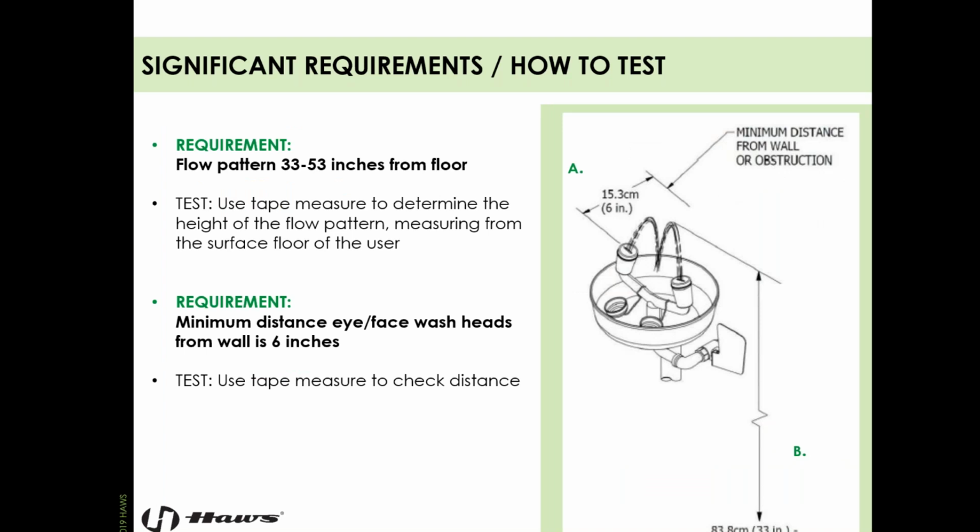The flow pattern, again, 33 to 53 inches from the floor. Just use a tape measure, measure up to the top of the stream. That's where we want that measurement to be, what we want to find out. And use 6 inches, measure from the very center of the head of the device around it, and ensure that there are no obstructions. We don't want to further injure the person.